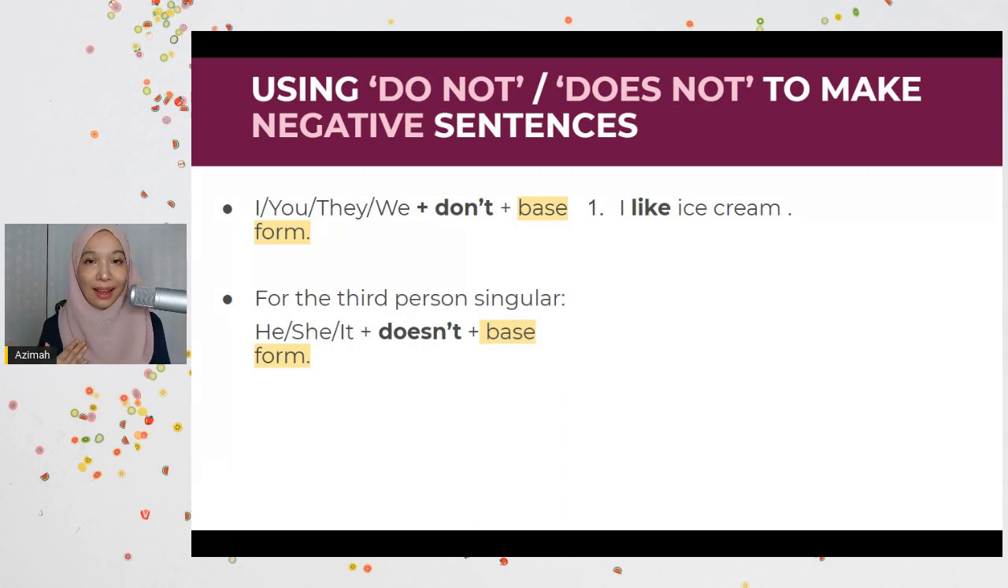I like ice cream. If I want to change it into a negative sentence or statement, I don't like ice cream. So don't is the negative, or do not. Like is the main verb. So you do not put I don't likes or I don't liking. It should be I don't like ice cream.